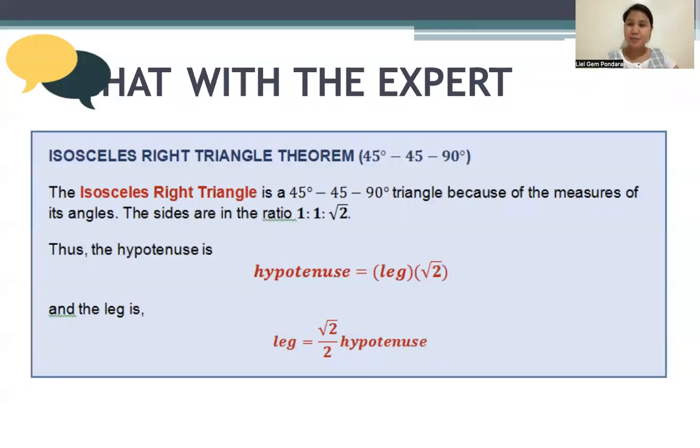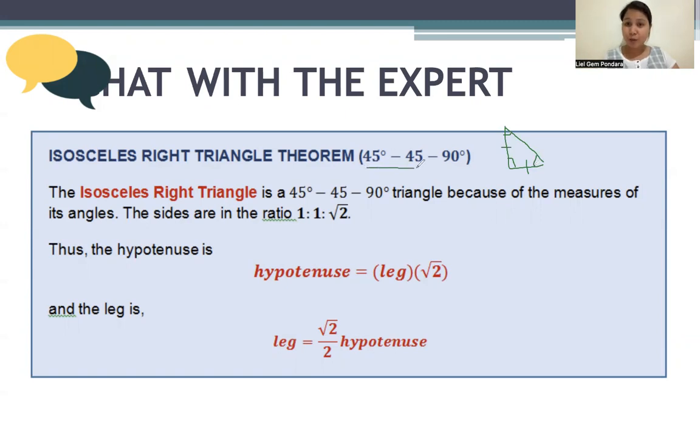Okay, let's continue. This time, let's talk about the isosceles right triangle theorem. Remember, in the isosceles triangle, the legs are equal, so the base angles are also equal. Now, in an isosceles right triangle, we can draw it like this. It's a right triangle, and then the legs are equal. So it means that these two base angles are also equal.